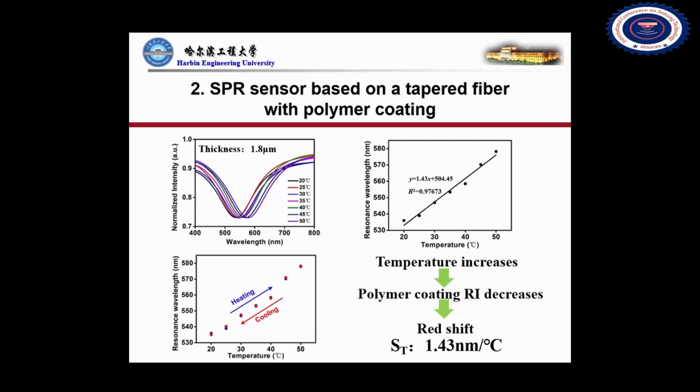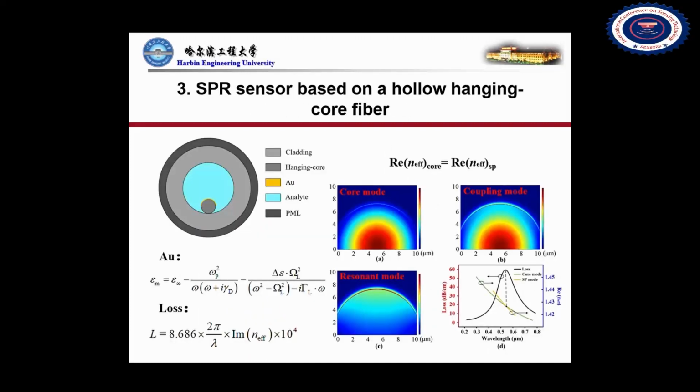With the increase of temperature, the resonance wavelength of SPR shifts to the longer wavelength because the polymer material has a negative thermal optical coefficient. With the increase of temperature, the refractive index of the polymer decreases. When the refractive index of the waveguide decreases, the resonance wavelength of SPR redshifts under the same background refractive index, and the temperature sensitivity is about 1.43 nanometer per Celsius degree.